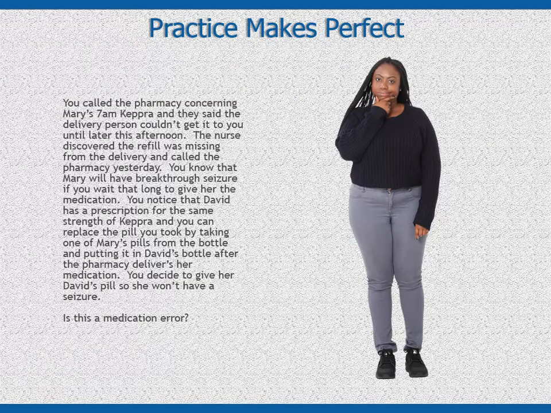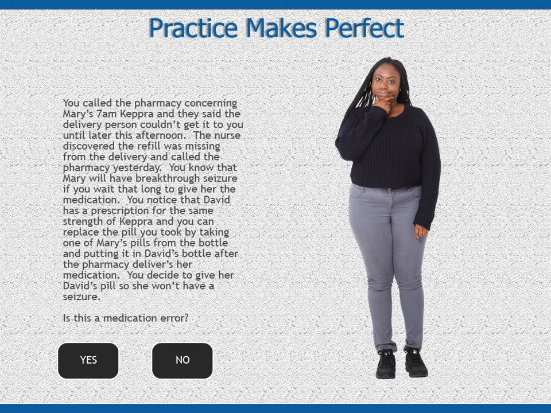You called the pharmacy concerning Mary's 7 a.m. Keppra, and they said the delivery person couldn't get it to you until later this afternoon. The nurse discovered the refill was missing from the delivery and called the pharmacy yesterday. You know that Mary will have a breakthrough seizure if you wait that long to give her the medication. You notice that David has a prescription for the same strength of Keppra, and you can replace the pill you took by taking one of Mary's pills from the bottle and putting it in David's bottle after the pharmacy delivers her medication. You decide to give her David's pill so she won't have a seizure. Is this a medication error?